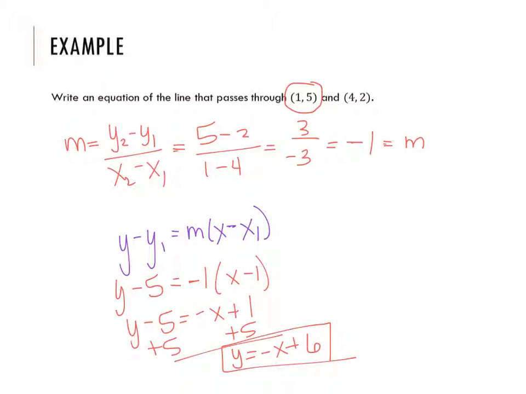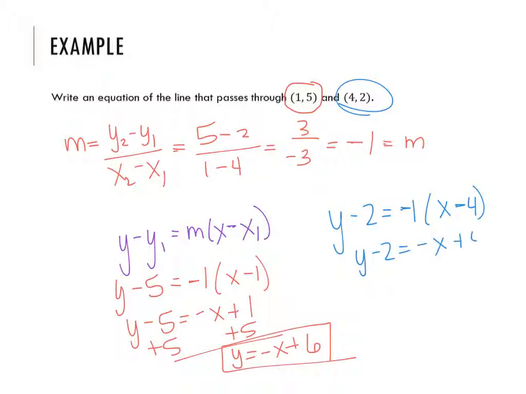And just to show you real quick, if you had picked the other point, y minus 2 equals negative 1 times x minus 4, y minus 2 equals negative x plus 4, adding 2 to both sides, you would have gotten the exact same equation. So it doesn't matter which point you pick, you get the same result either way.